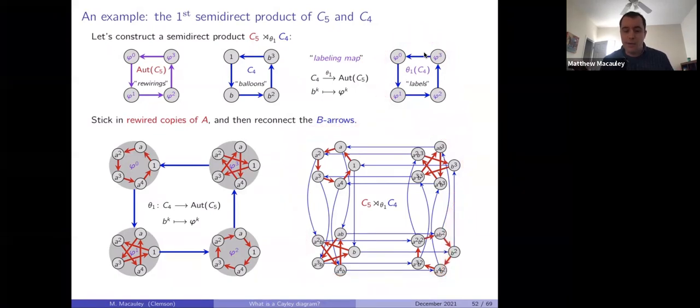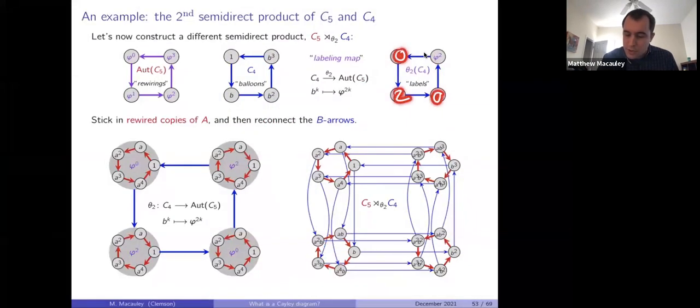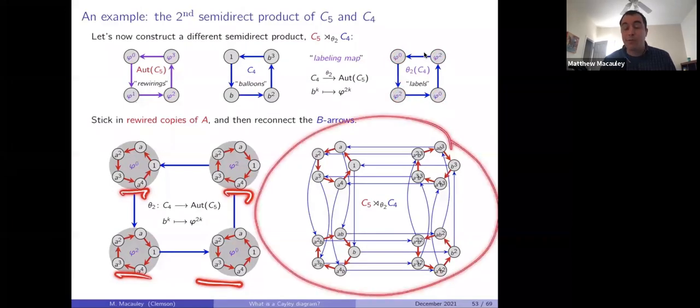Why would you do it that way when you can do it this way? Now, let me show you a different one. So this map, notice, look at the exponents, 0, 1, 2, and 3. Another map is 0, 2, 0, 2. That gives you these rewirings and a different semidirect product.